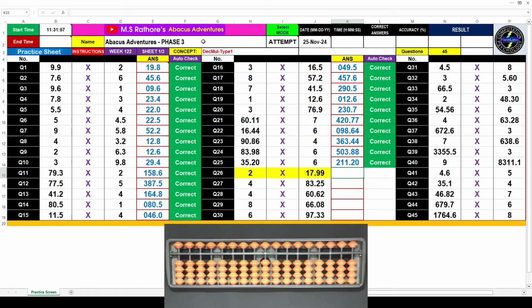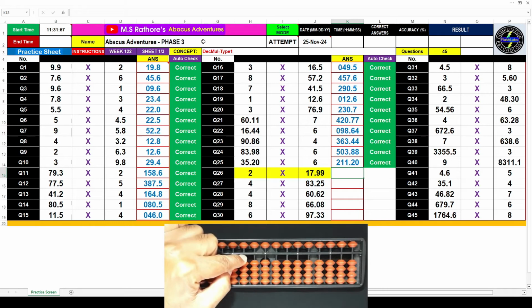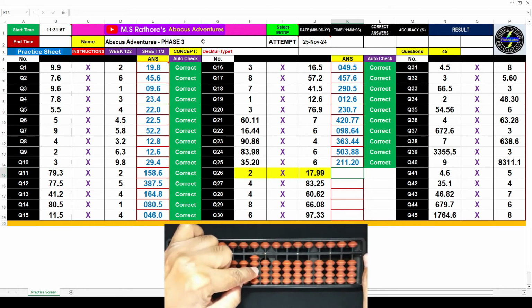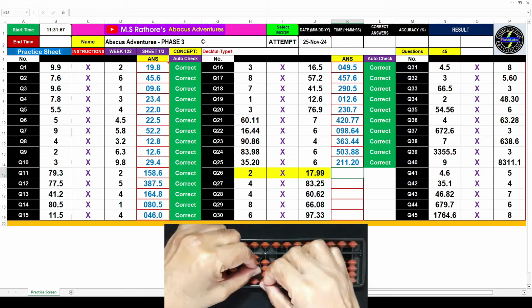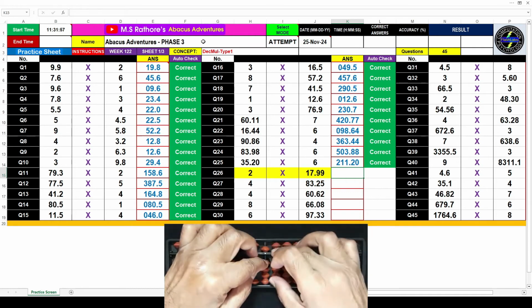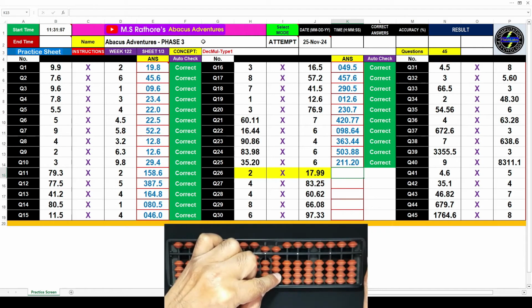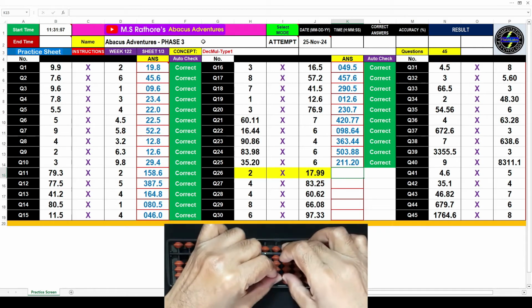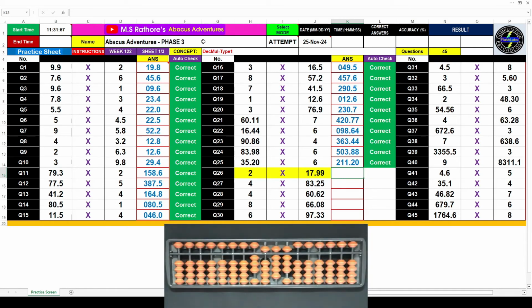Question number 26. Let's take the answer from rod number 3. 1 2s are 0 2, shifted. 7 2s are 14, shifted. 9 2s are 18, shifted. 9 2s are 18, and the answer is 035.98.